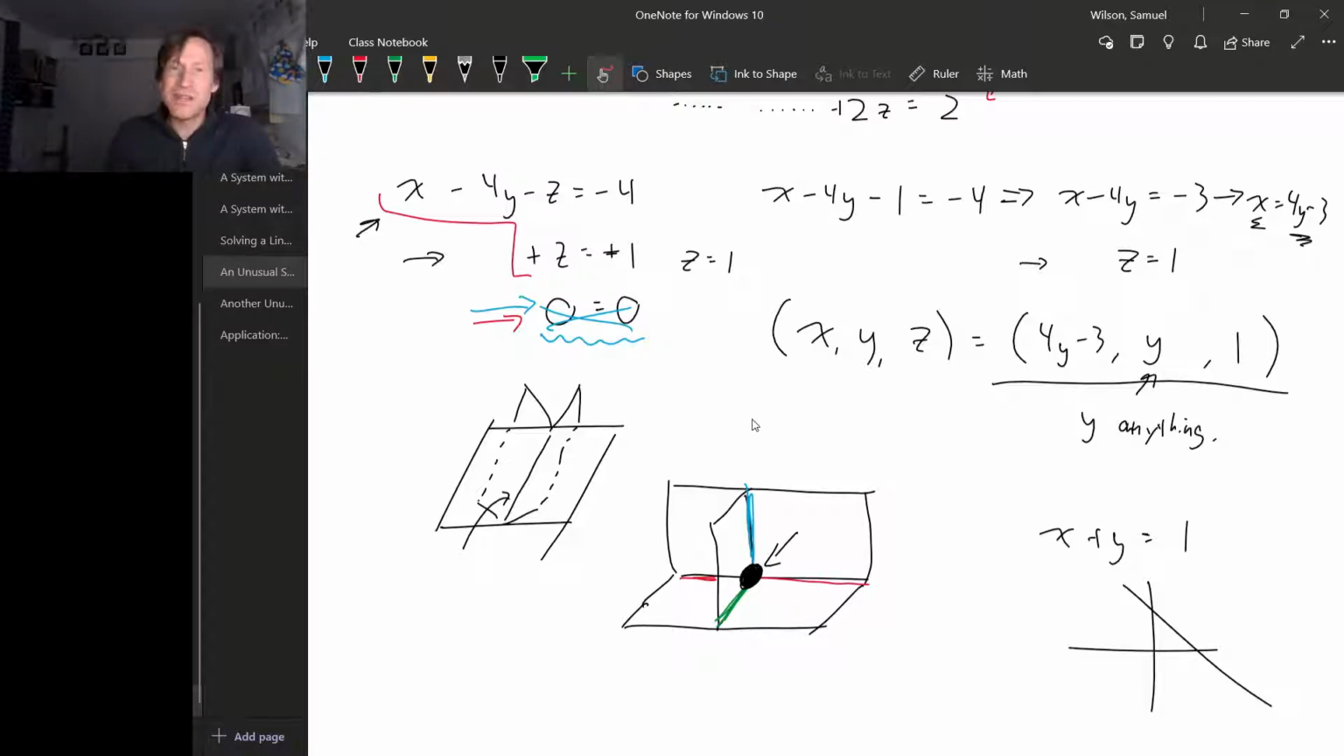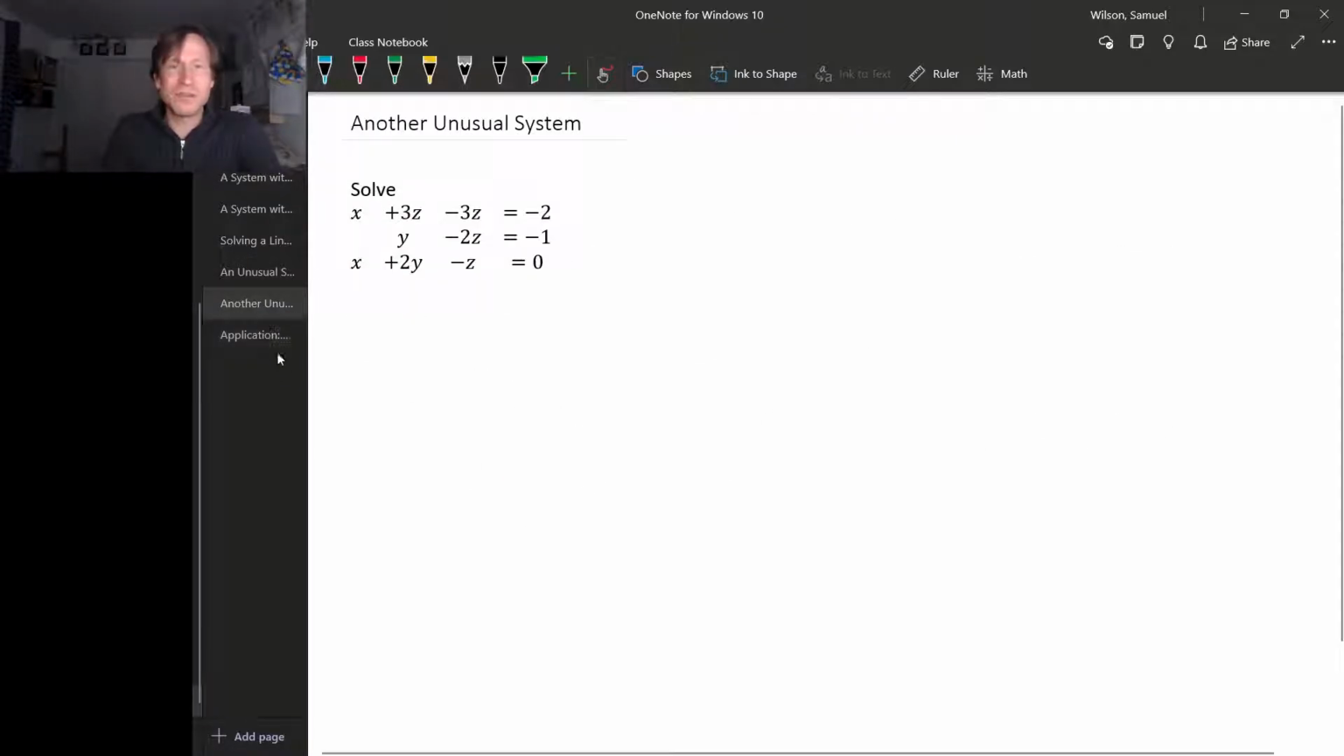So what's funny about this system of equations is that because we didn't get that full stair-step pattern, they actually intersected in a line like this. So it's actually special for planes to intersect along a line. Usually that doesn't happen. All right, let's look at one more system of equations.